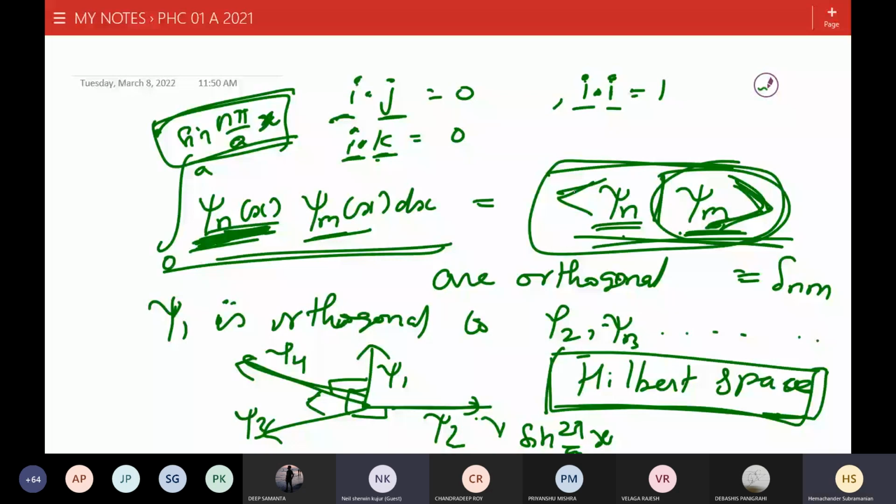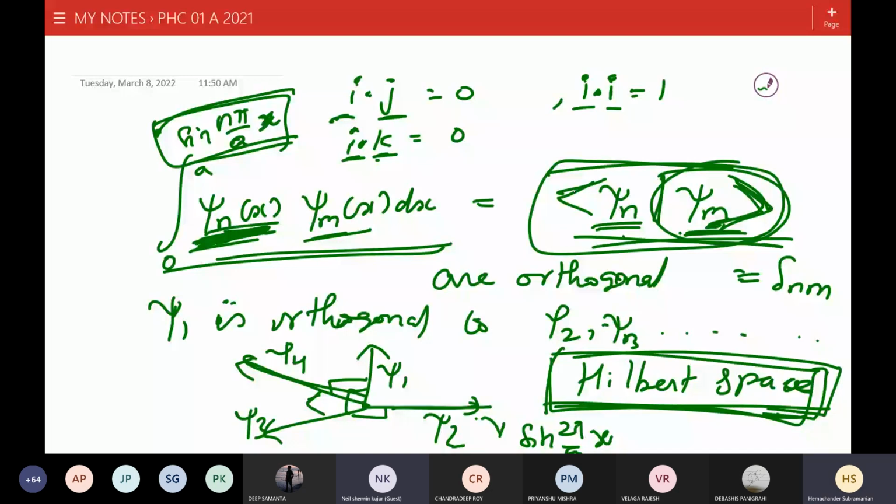Now it's not a rotation, it's a decomposition. This construct is extremely important in physics and mathematics. That's why you have names like Hilbert space. When you say Hilbert space, all physicists know. What do you mean by Hilbert space?